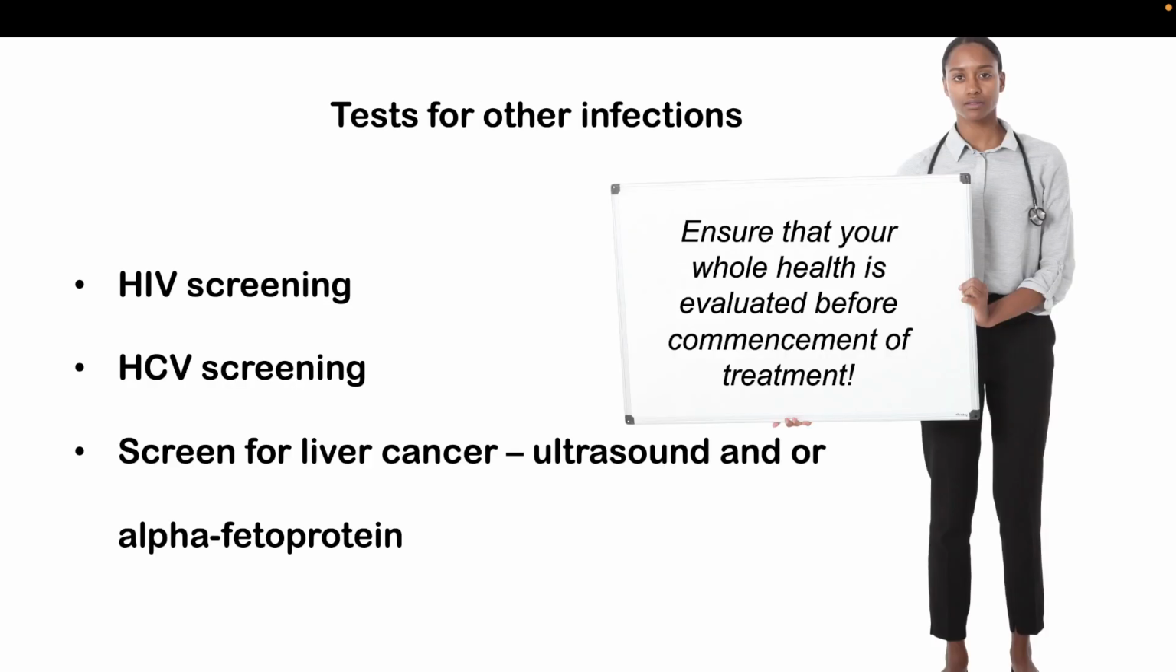The third category of tests are tests for other infections. HIV complicates hepatitis B in the sense that it makes the treatment challenging, and those who have HIV can also have reactivation of hepatitis B. And so it's important to screen for that. There are some medications that can work for both HIV and hepatitis B, and so when you're making a choice of treatment, you need to know whether somebody is co-infected or not.